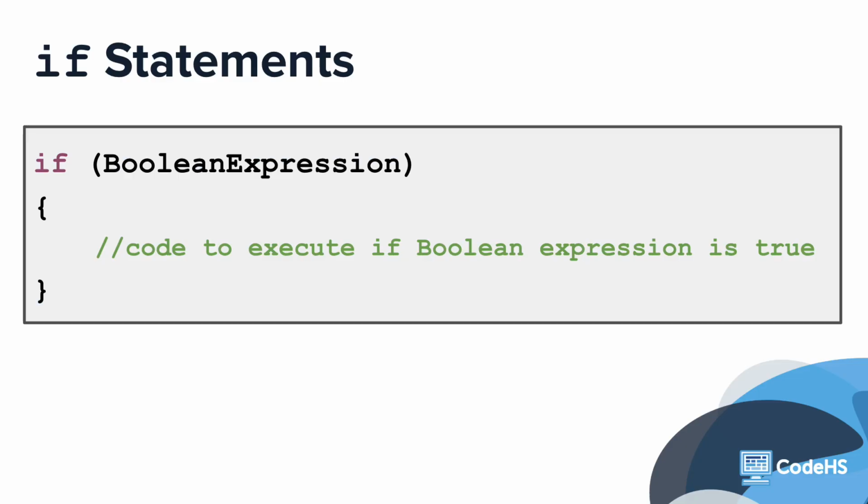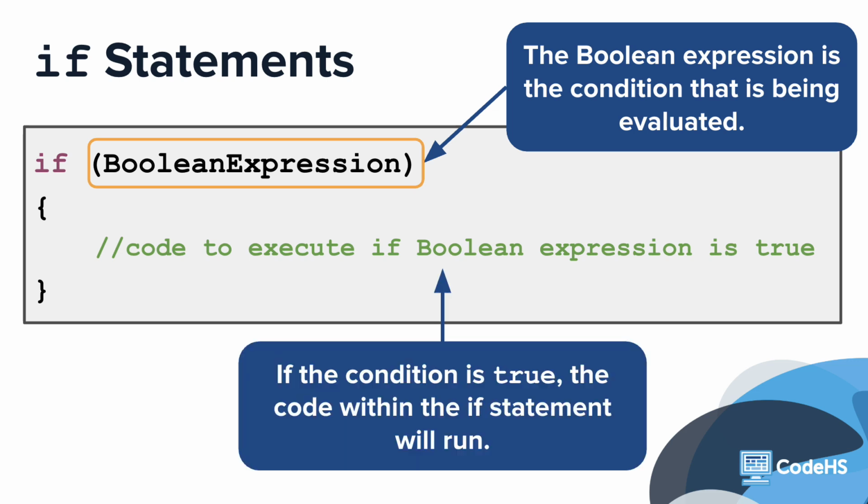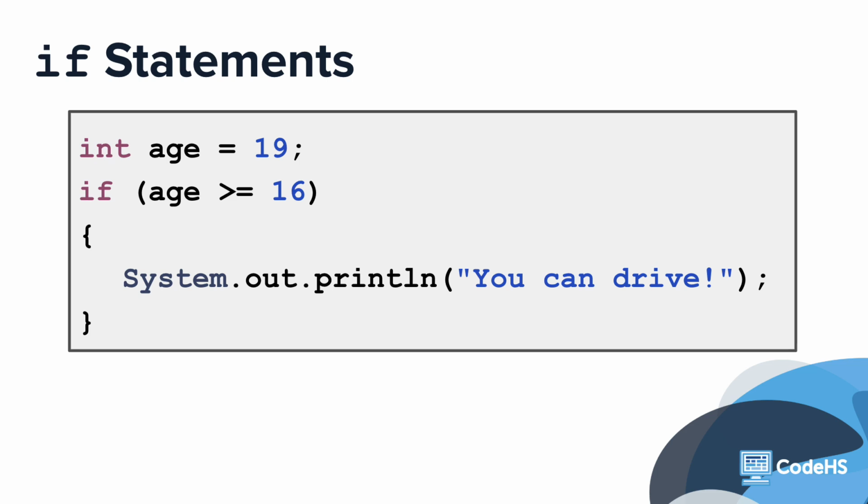This is the general skeleton for writing if statements. After the if keyword, the Boolean expression is written in between parentheses. The Boolean expression is the condition that is being evaluated. If the condition is true, the code within the if statement will run. Let's take a look at an example here.